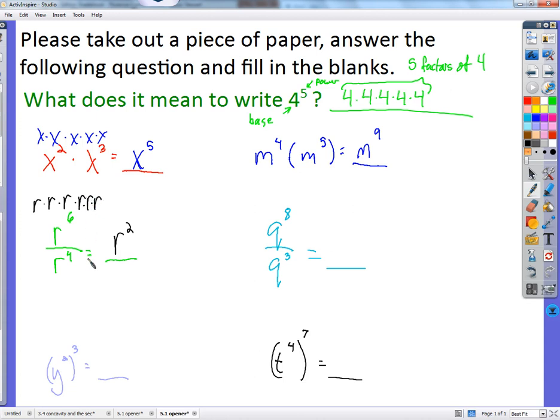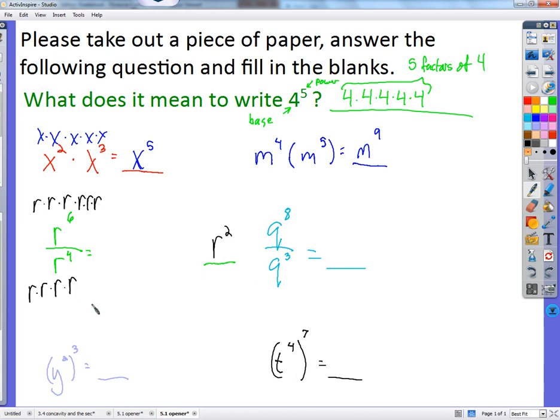There's six R's, and there's four R's on the bottom. Four factors of R down here. So you'd have two R's left. Let me move this over a bit, give ourselves some room. So you've got six factors of R over four factors of R.